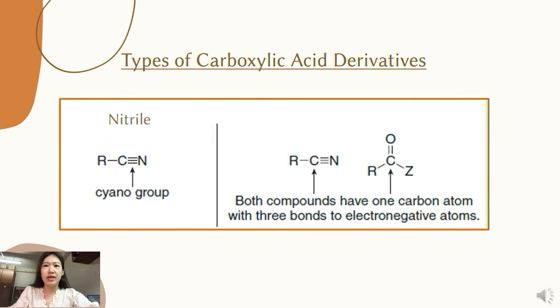We also have nitrile. It is sometimes considered a carboxylic acid derivative despite its different structure from the carboxylic acid derivatives. Nitrile does not have a carbonyl group, but it has a cyano group. The cyano carbon has the same oxidation state as the carbonyl carbon of carboxylic acid derivatives. And also, both nitrile and carboxylic acid derivatives have one carbon atom with 3 bonds to electronegative atoms.